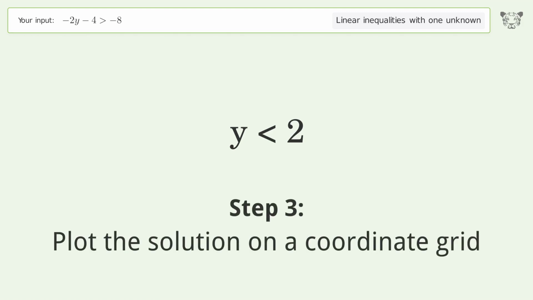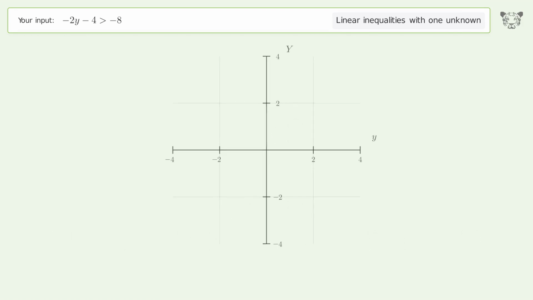Plot the solution on a coordinate grid. And so the final result is y smaller than 2.